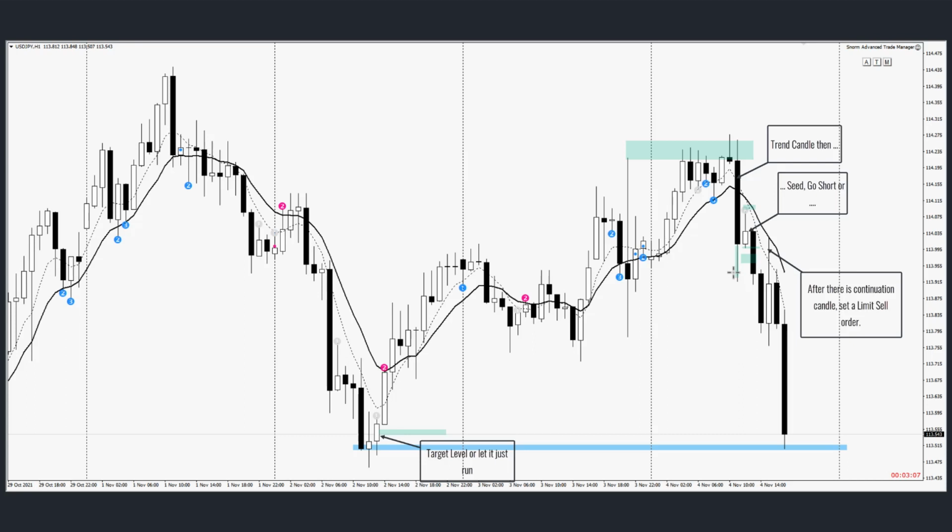One is the standard way. You just hit the button and go. And the next one is a safer way. Whichever you like, you can use.